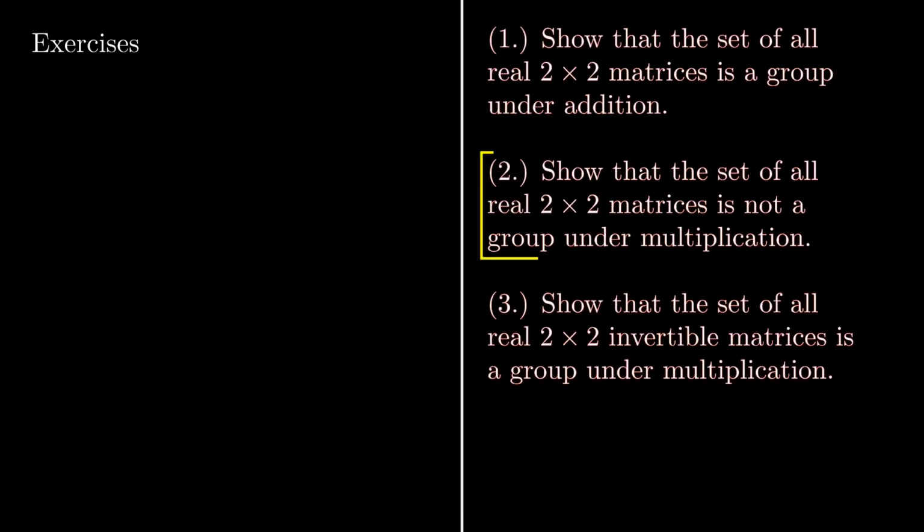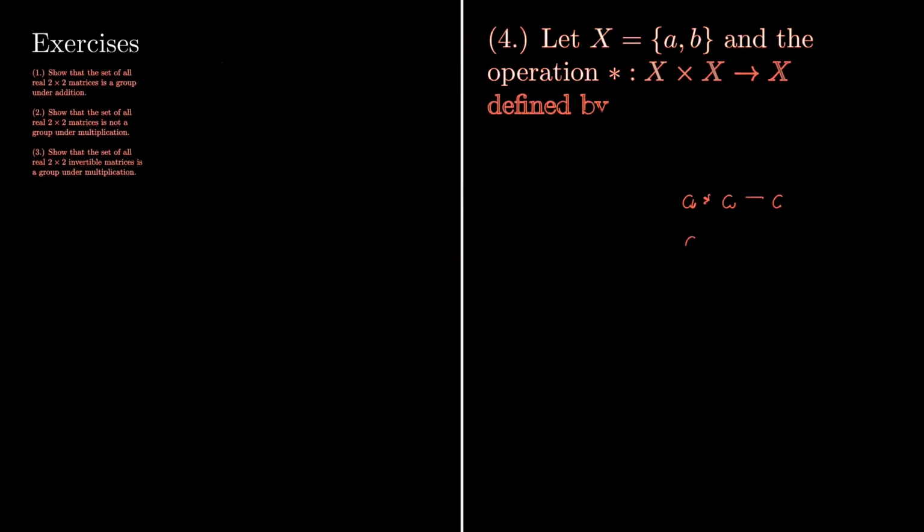Next, show that the same set under the operation of multiplication is not a group. Then show that if you take the set of all real 2x2 invertible matrices, that is a group under multiplication.